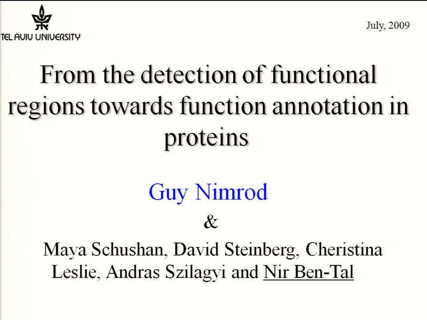It's a pleasure to invite Nir Ben-Tal, and he will tell us how we can improve the function annotation of proteins. So the title of the talk is From the Detection of Functional Regions Towards Function Annotation in Proteins, and we are not still there, it's just towards, okay?